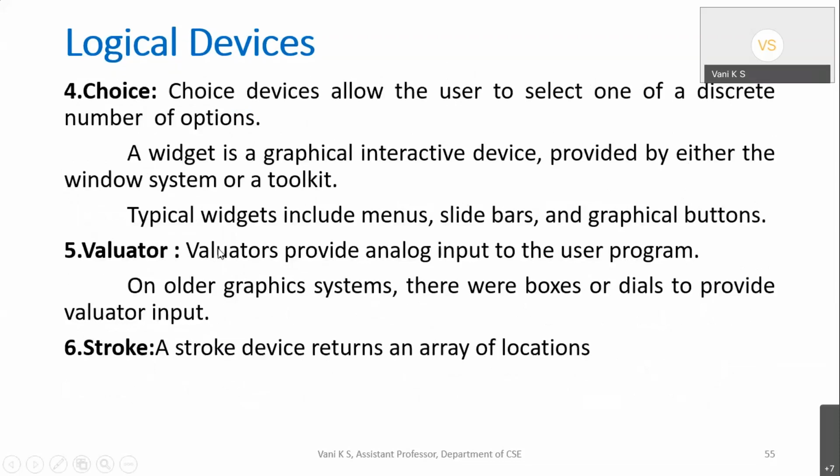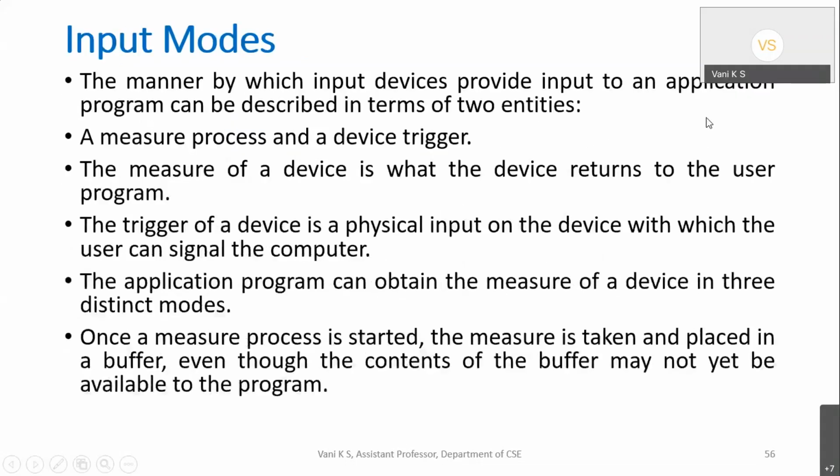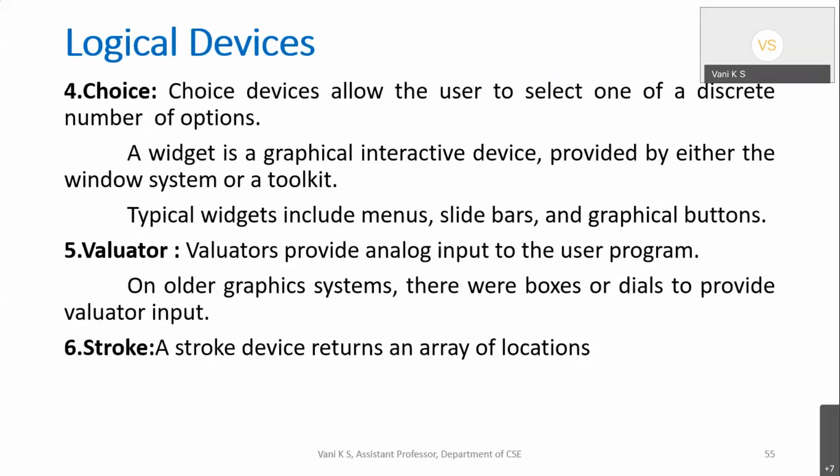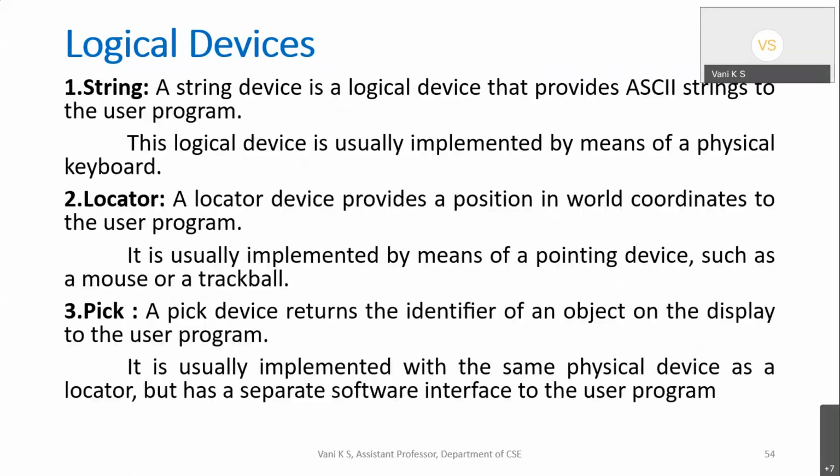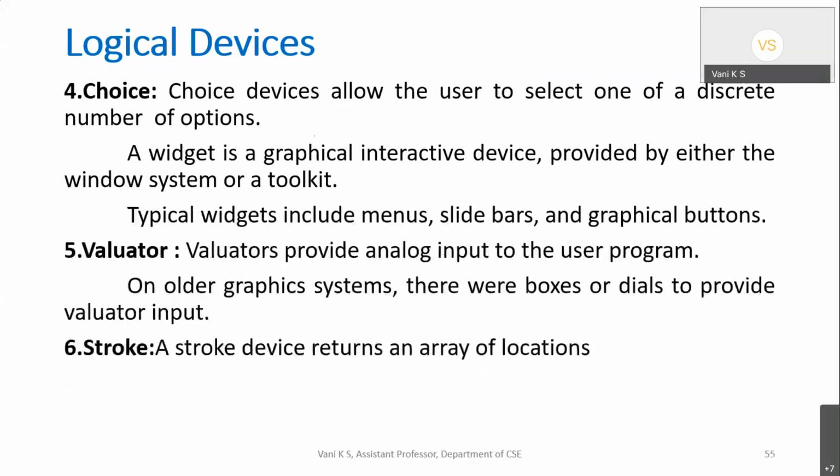Valuators are not there in old graphic systems where boxes or dials were there. These are the valuators, not so commonly used because they provide analog input to the user program or the application. Stroke is nothing but it returns an array of locations. Instead of one location, the multiple points where we click. So that array of locations will be given by the stroke. So these are all the logical devices. Again, it is one of the important questions in your VTU.